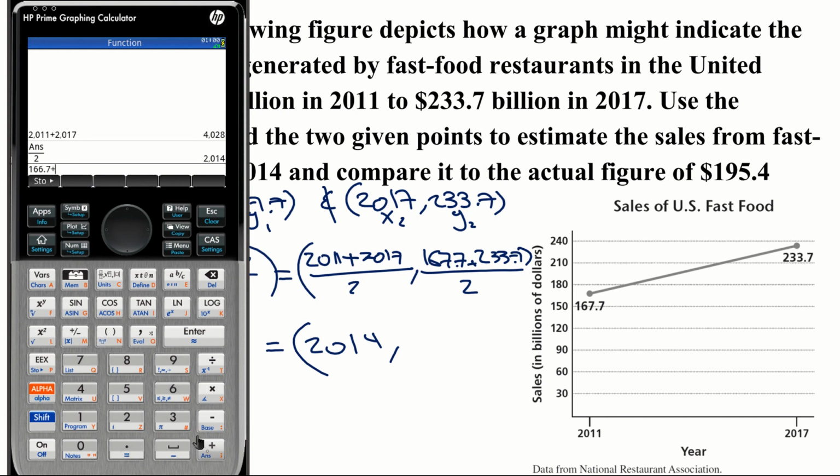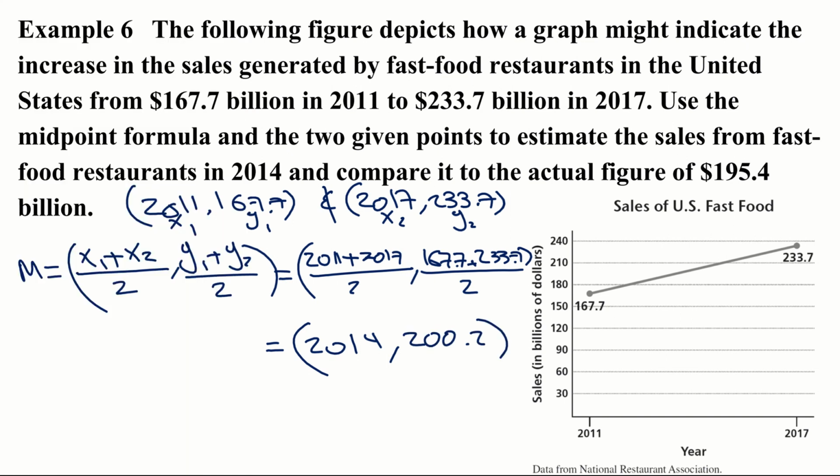And then we'll do 167.7 plus 233.7 and divide that by 2, and we get 200.2. So according to our model, which is this straight line estimate of what the growth should be, it should be that much, which is actually higher than the actual numbers reported. So a model is a good estimate, but it's never, of course, going to be as good as having actual data, correct? So that's what we're establishing here. All right, so there we go.